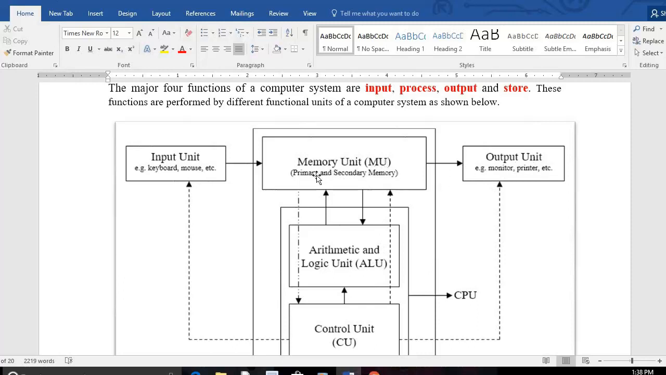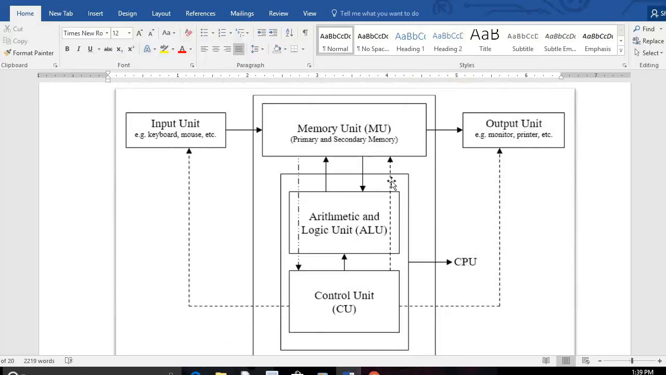It will fetch the result from memory and show it. That is the work of the output unit: just to show it on the monitor or send it to the printer to get hard copies. What is the work of ALU? ALU performs arithmetical calculations and logical calculations with the stored data. What is CU? CU will assign the work to everybody.